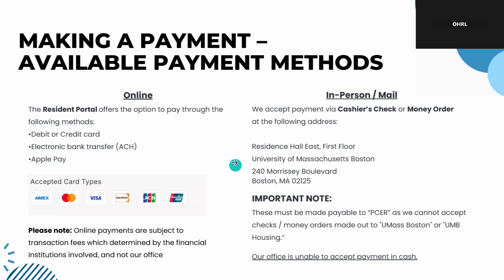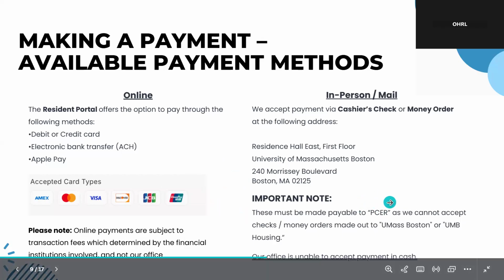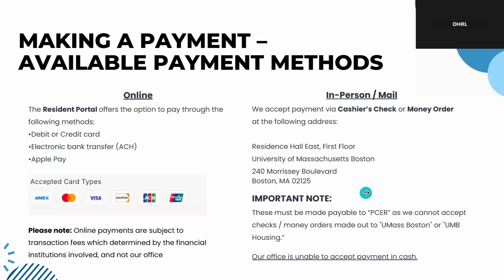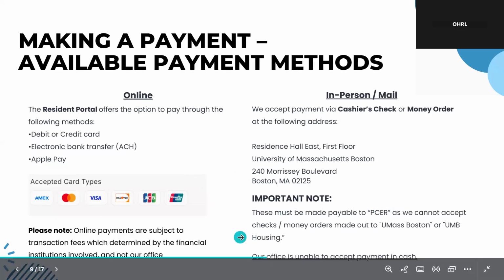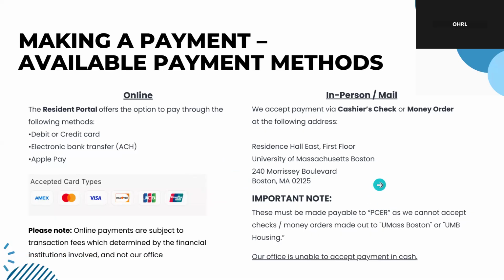But if you're thinking of mailing or coming by and handing us a check for your on-campus housing payment, you've got to make it payable to PCER. Our office cannot accept checks or money orders made out to UMass Boston or UMB Housing unless it contains PCER on the payable to line.